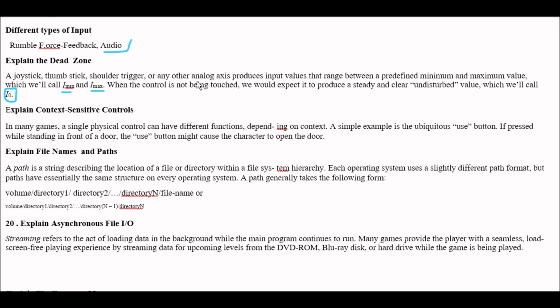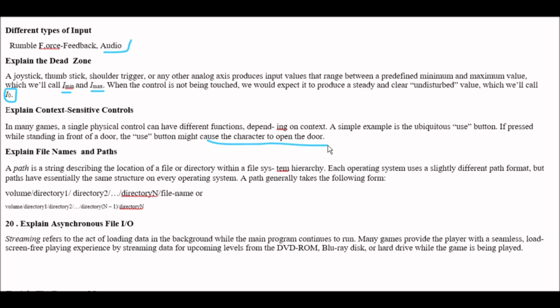Okay, next question. Explain context sensitive controls. In many games, a single physical control can have different functions depending on context. A simple example is the ubiquitous use button. If pressed while standing in front of a door, the use button might cause the character to open the door.